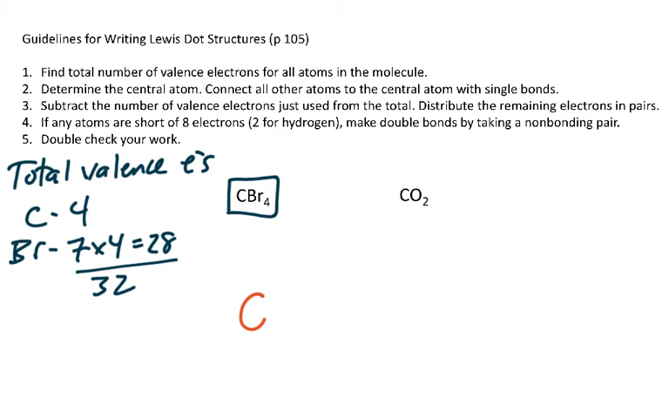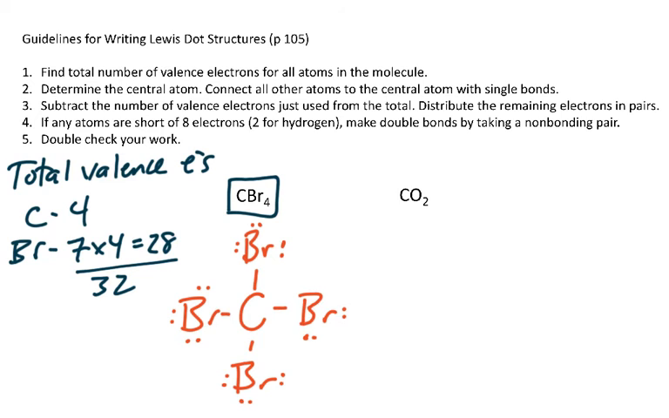I'm going to connect all the other atoms with single bonds. And then we've now used 8. So we're going to basically count the rest and add them in. Or we could just go by saying we have 8 already. And then I'm going to add pairs to 10, 12, 14, 16, 18, 20, 22, 24, 26, 28, 30, 32. And we're done.